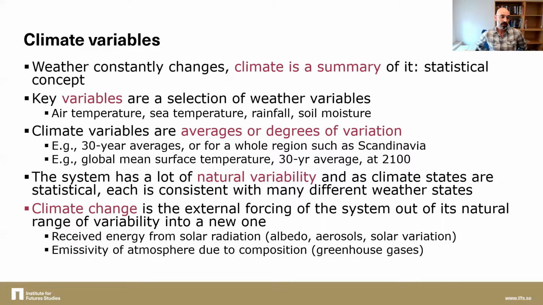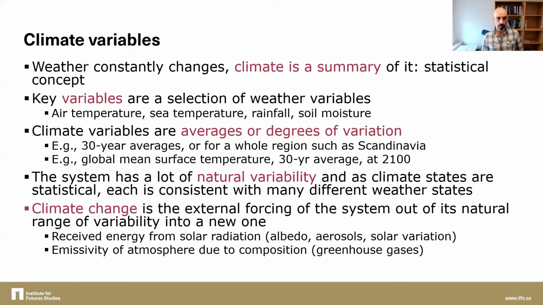So the variables we're interested in are weather variables, things like air temperature, rainfall, sea temperature, and so on. But climate variables are averages or degrees of variation for these. So the objects of interest to climate scientists are like 30-year averages of temperature, or rainfall for an entire region, like Scandinavia. And that's why you hear about things like the classic variable global mean surface temperature.